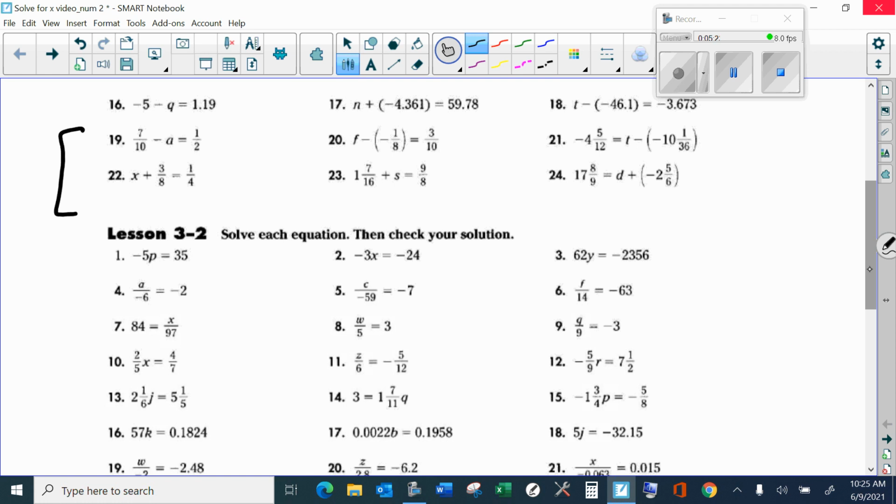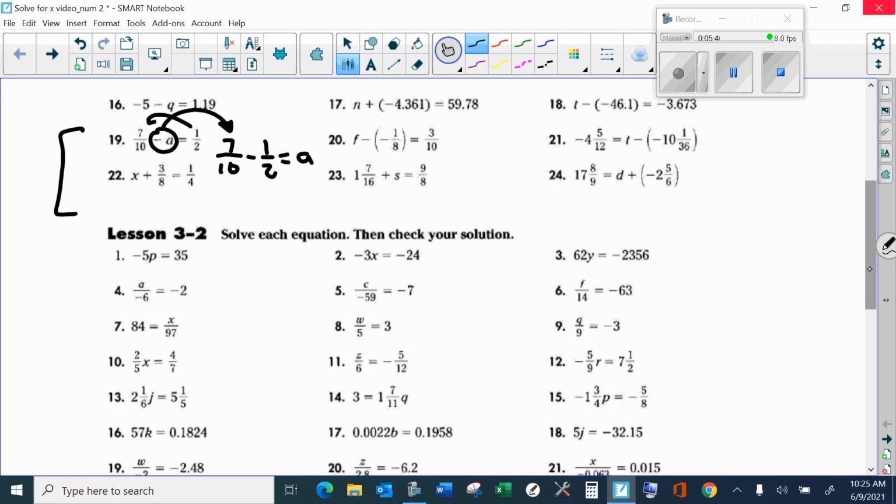Okay. Again, we want to go ahead and notice that A, the coefficient, is -1. So it's negative. So I'm going to move it to the other side to make it positive, which is, I'm going to subtract that across. So I have 7/10 minus 1/2 equals 1A, or just A.